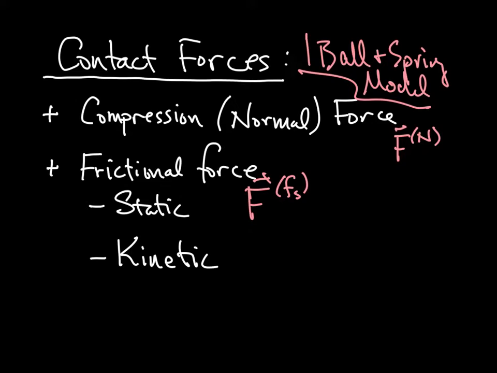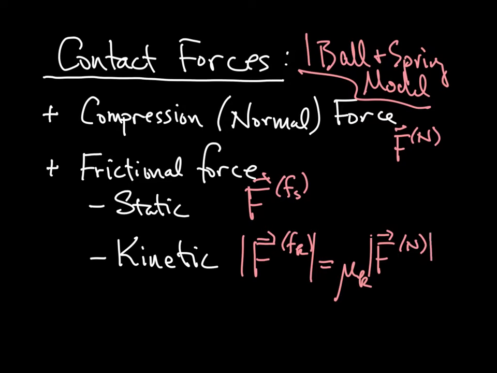And I'll just write these down. Like so. Static friction, kinetic friction, and these two forces have a specific form. Kinetic friction has a coefficient of kinetic friction times the magnitude of the normal force. And I can write down a similar relationship for static friction with one difference, and that is that I use this less than or equal to sign.